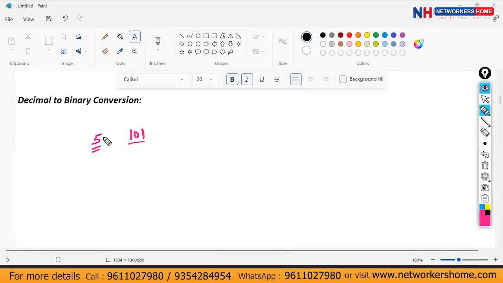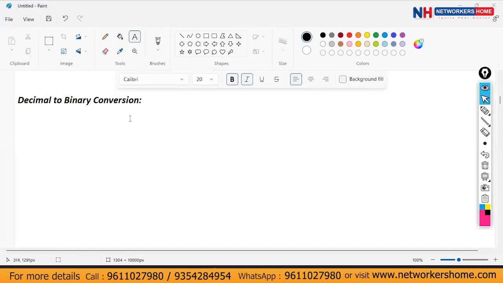All your systems and your network communication happen in binary only. Your computers understand binary only. So computers understand binary and we understand decimal. So we must know the conversion, so that if we want to give a particular instruction to the computer, we know how to write it in decimal or binary.